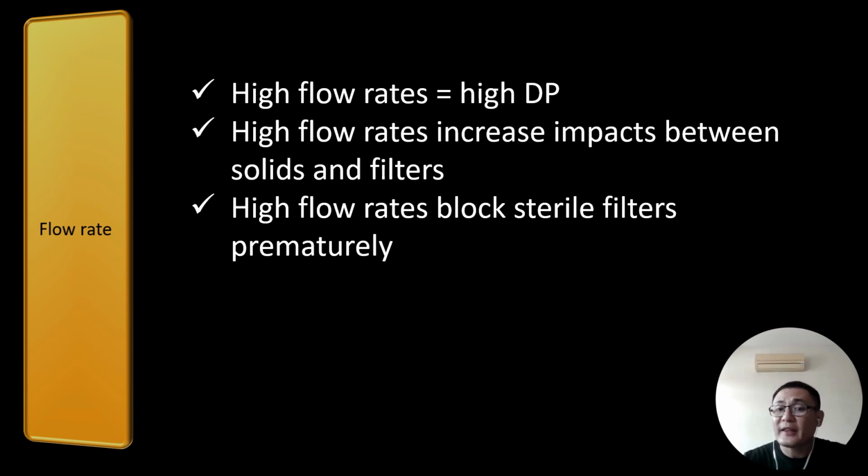So, what type of filtration is suitable for higher flow rate? It is cross-flow filtration, which is used in CIP. A higher flow rate can clean off fouling more effectively.